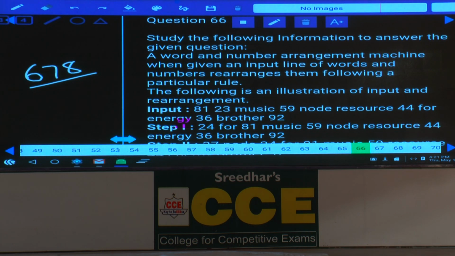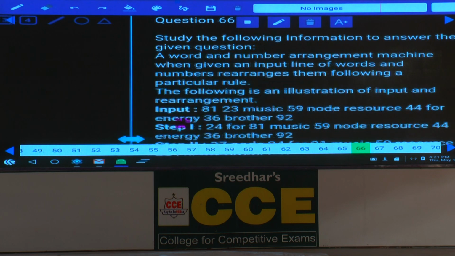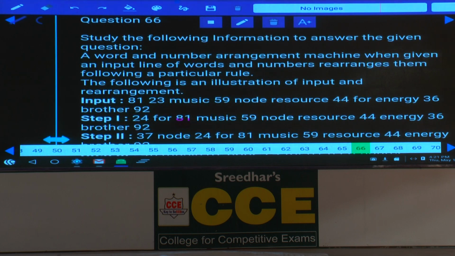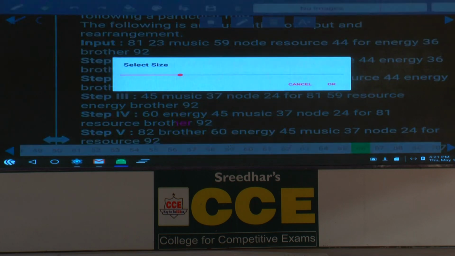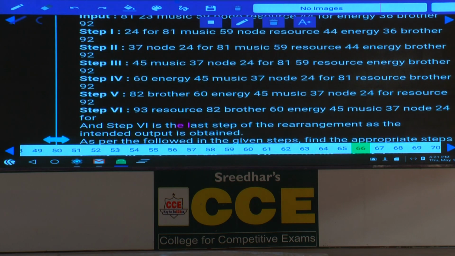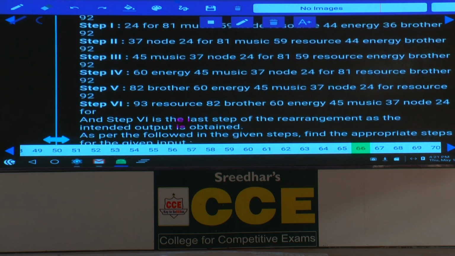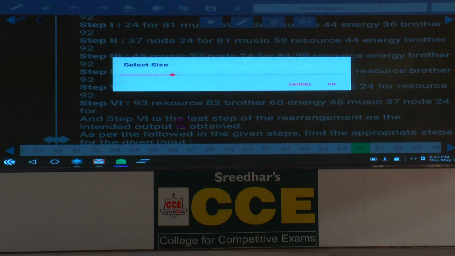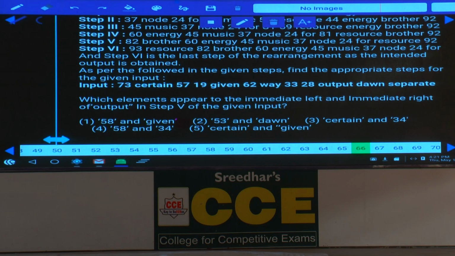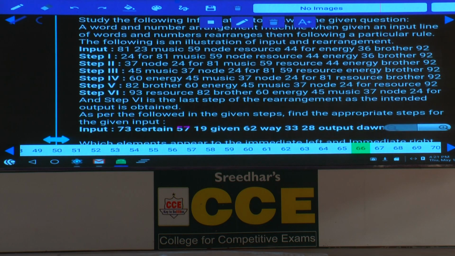First, finalize the logic in this one. A word and number arrangement machine, when given an input line of words and numbers, arranges them in a particular pattern. First, we need to find out the logic in this one. In order to identify the logic, we need to compare step, input and the final output. Tell me what is the output in this one?